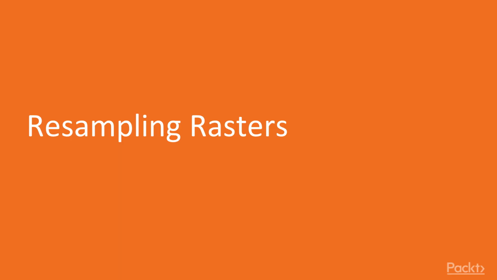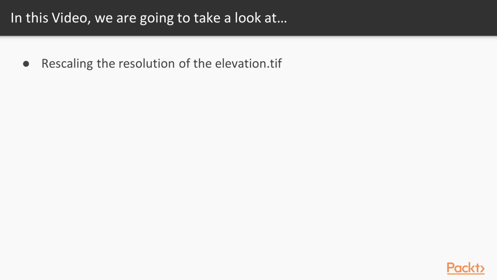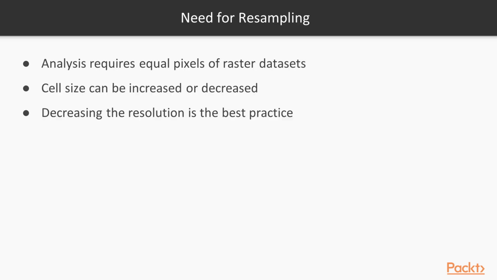Now we move on to the first video of this section, resampling rasters. In this video, we are going to rescale the resolution of the elevation.tiff sample data. When an analysis requires that multiple raster datasets be combined or overlaid, their pixel resolutions should be equal. The spatial resolution or cell size of a raster can be increased or decreased by a process known as resampling.